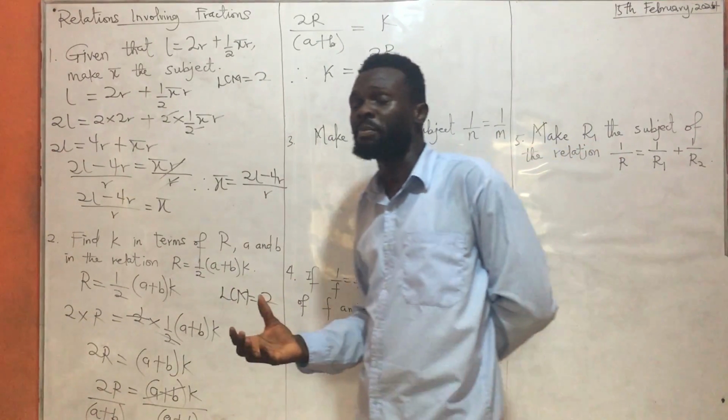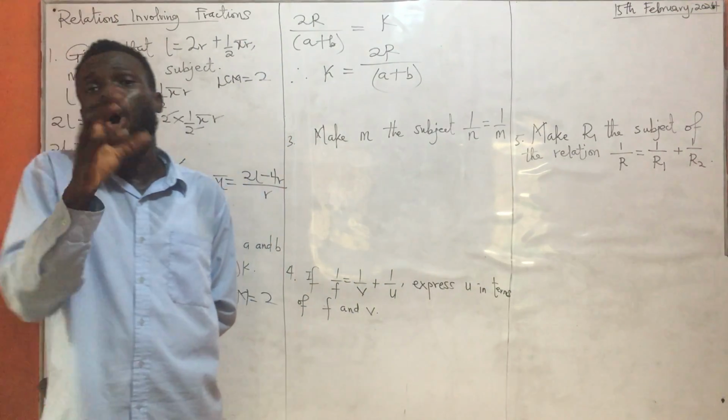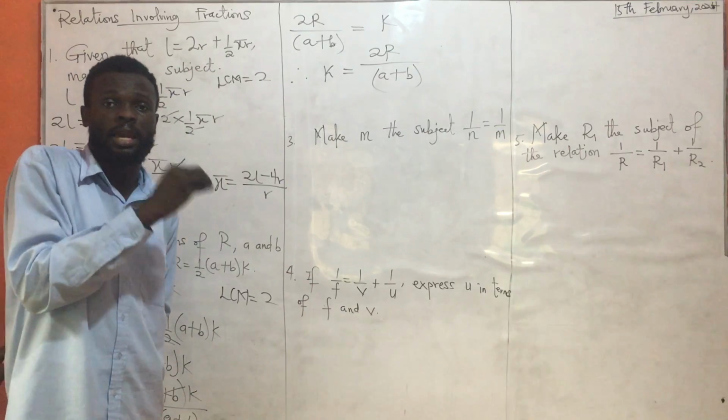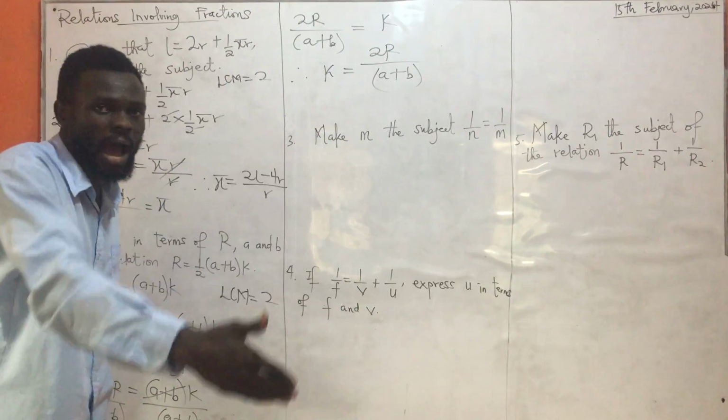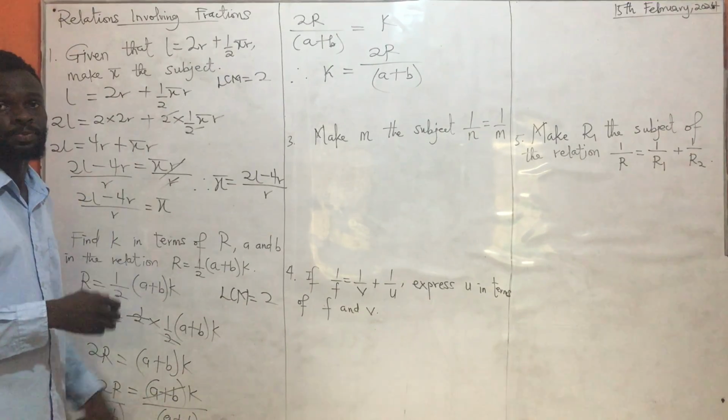So if the LCM is 3, multiply each by 3. No matter the value the LCM is, just multiply by 3. Now let's look at the next one.